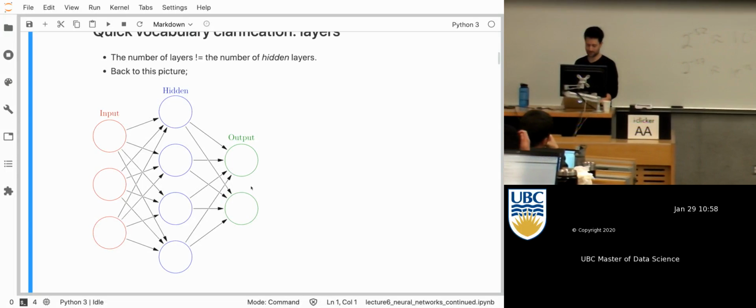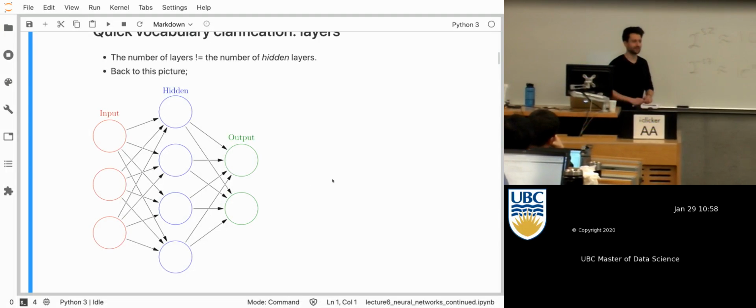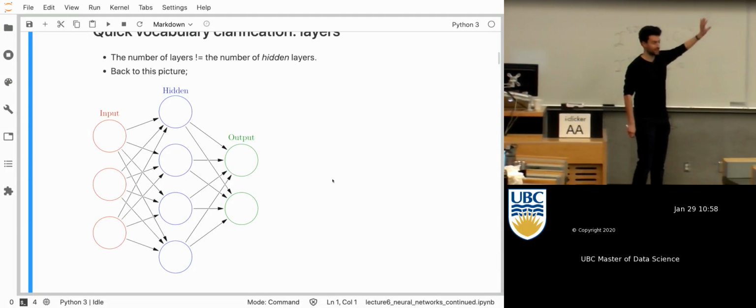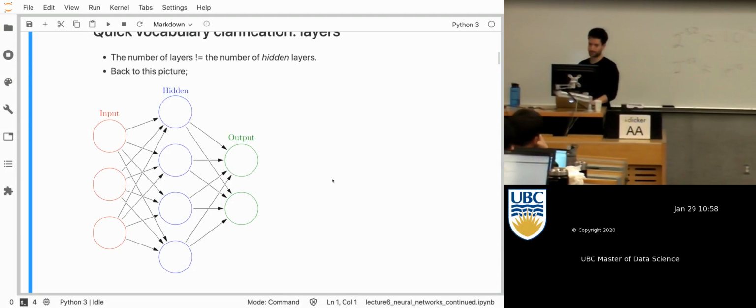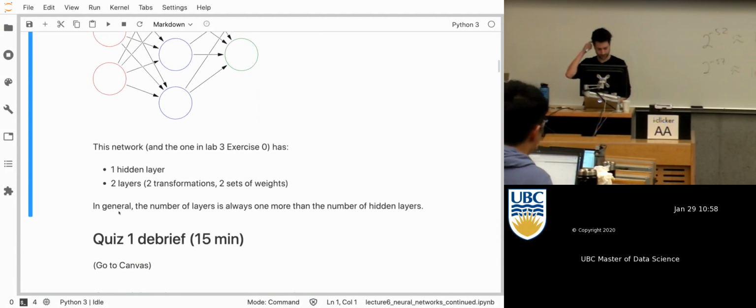There might even be some extreme people who would call this 3 layers, but I don't think most people would do that. I think the most standard thing is this would be called 2 layers and 1 hidden layer. OK, good.